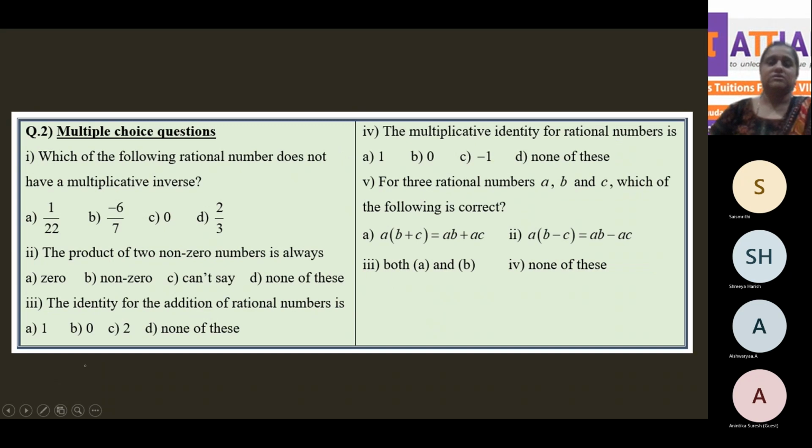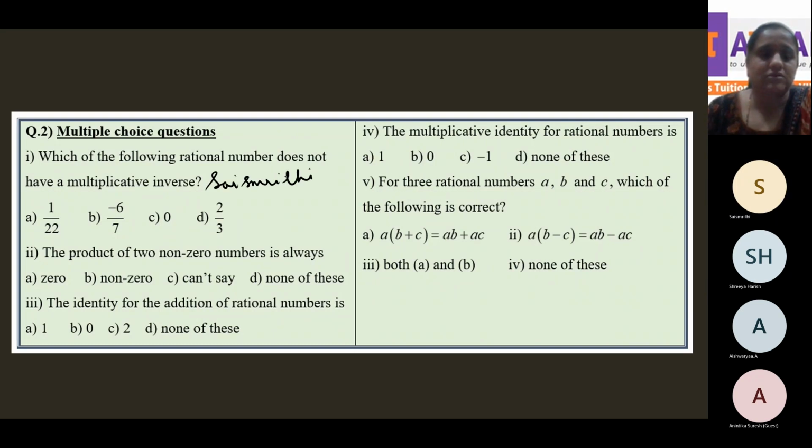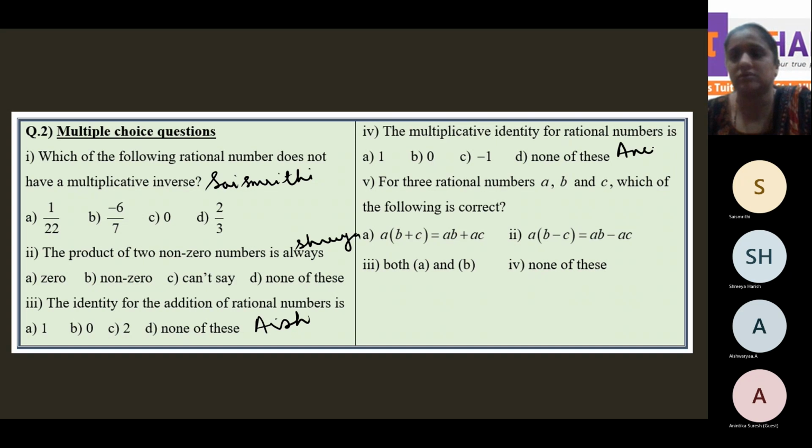Okay. This is the next one. The first one is for Sai Smriti. Sai Smriti, answer the first one. Shreya, the second one. Aishwarya can try the third one. And Anantika can do the fourth one. Ma'am, I think C. 0. So Sai Smriti, which of the following rational numbers does not have a multiplicative inverse?